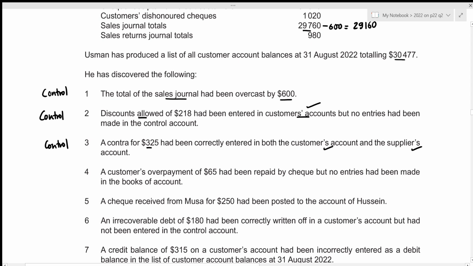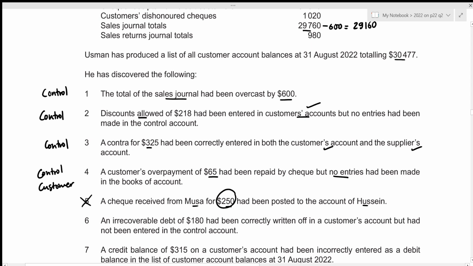Then the fourth one is a customer's overpayment of 65, which had been repaid by check, but no entries had been made in the books of account. Since there has been no entries at all, this will affect both our control account as well as the customer account. Then the fifth one is a check received from Musa for 250, which had been posted to the account of Hussein. So the entry for this 250 has been made to the correct side, but under the wrong heading, right? Instead of posting it to the account of Musa, we posted it to the account of Hussein. And this does not really affect our control account as well as the customer account. So we can just completely ignore this information.